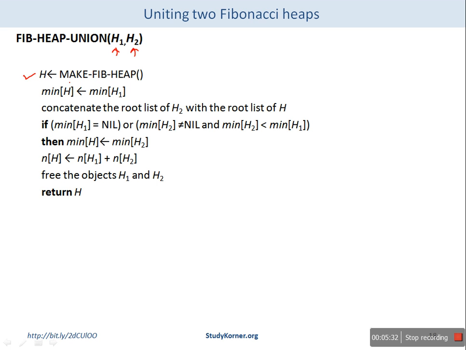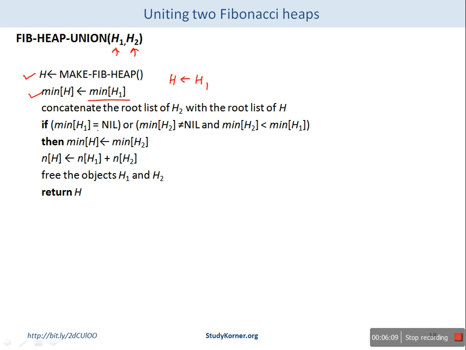After creating the Fib heap, we also need to copy H1 into H, and then update the min of H as the min of H1. So this line says that you just copy the H1 heap into the auxiliary heap, then concatenate the root list of H2 with the root list of H, and we have to update the minimum pointer.